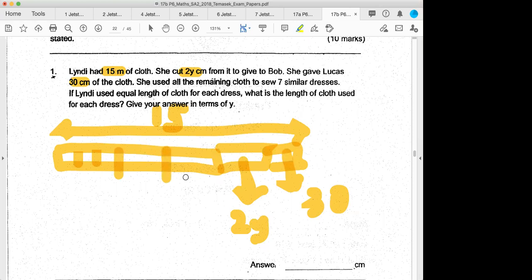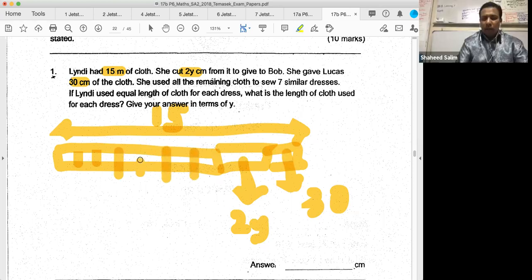Shaheed, can you use calculator? Yes, this is paper 2, you can use calculator. So you see this part. They want to find out what is the length of cloth for one dress. Yes, 15 meters, gave away 30 cm, gave away 2y cm. This is the balance. With the balance, you can make 7 dresses. How much cloth is used for one dress? That's it. Do step by step. Take 15 meters minus this, and divide by this. That's all. But use the same units.